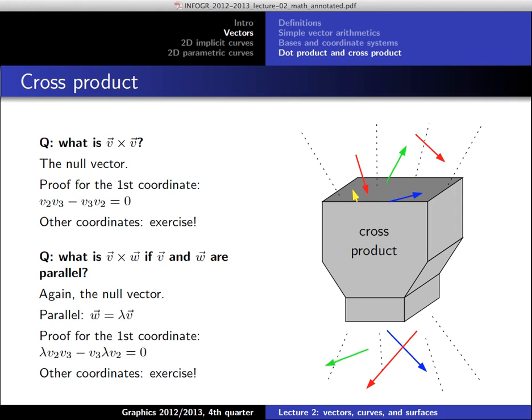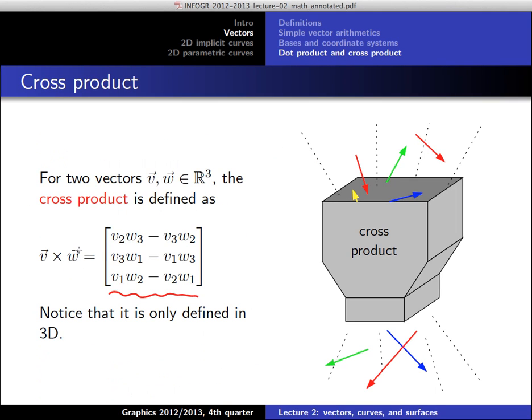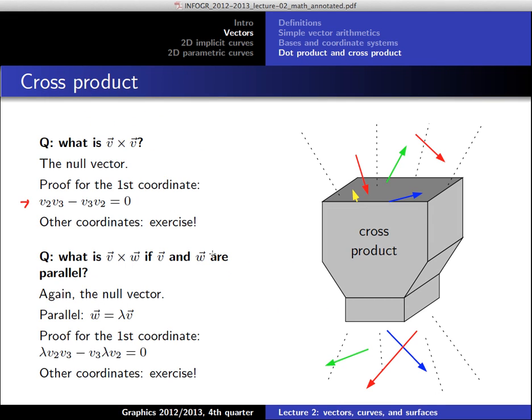doing the simple arithmetic transformations, and then you see the result, for example, for the first coordinate is 0, because if you look at the definition, where is it? Here it is. And you just write it down with vector v, then not vector w, but vector v again, then you get here v2, v3 minus v3, v2, which is obviously 0. And for the second and third coordinate the same, and then you get the null vector. And the same is here.